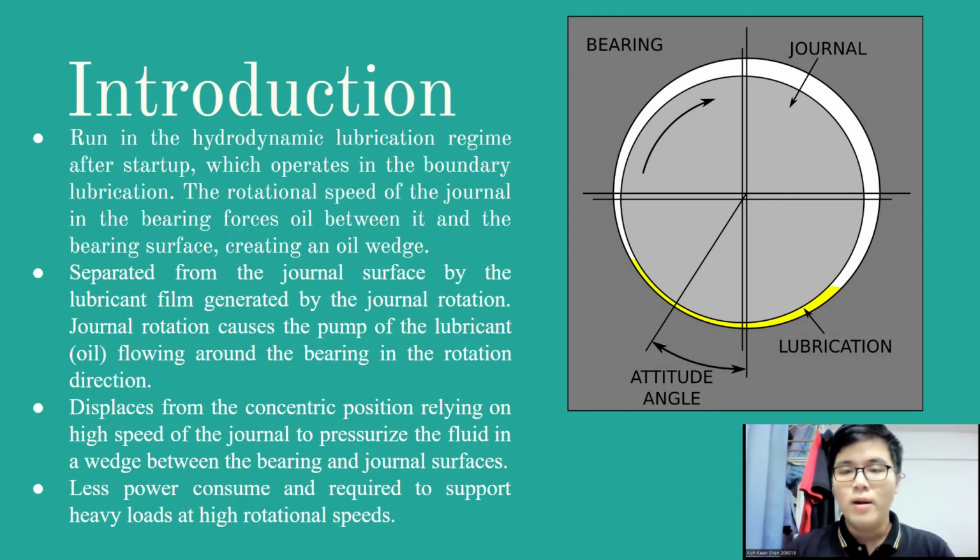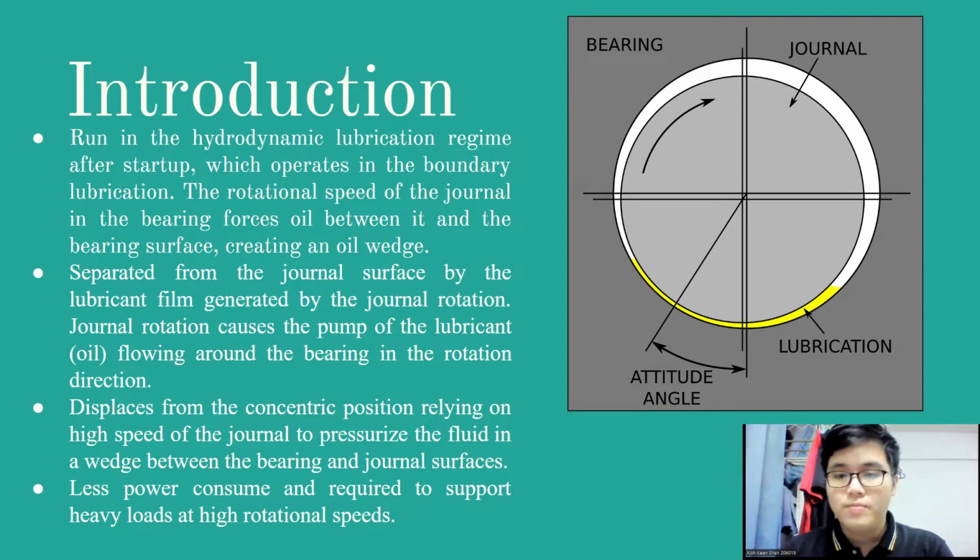This journal bearing runs in the hydrodynamic lubrication regime after startup, which operates in the boundary lubrication. The rotational speed of the journal in the bearing forces oil between it and the bearing, creating an oil wedge that allows sufficient pressure to be generated in the fluid, where the bearing surface is separated from the journal surface by the lubricant film generated by the journal rotation, as you can see in the picture. The yellow color is the oil wedge, which prevents contact between the journal and the bearing.